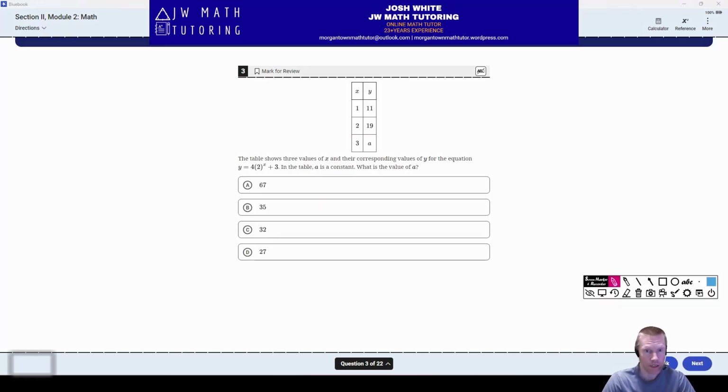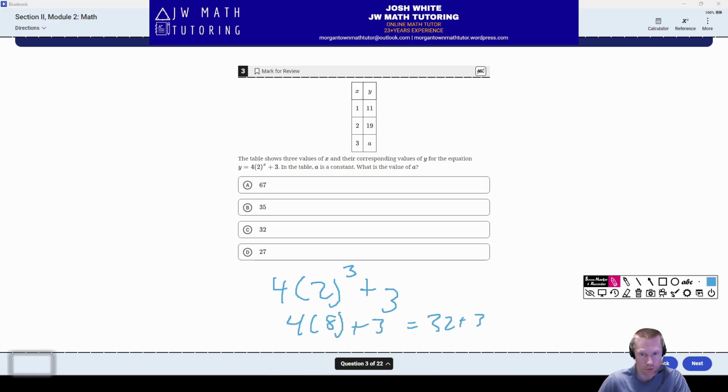Next question, number 3. Here you have a table of values for a function, and all you're really doing in this problem is plugging in 3, finding out what its y value is, and then that's the answer. That's the value of a in the table. So it's really just 4 times 2 to the third plus 3. 4 times 8 plus 3. 32 plus 3 equals 35. So the correct answer for this one is letter B.